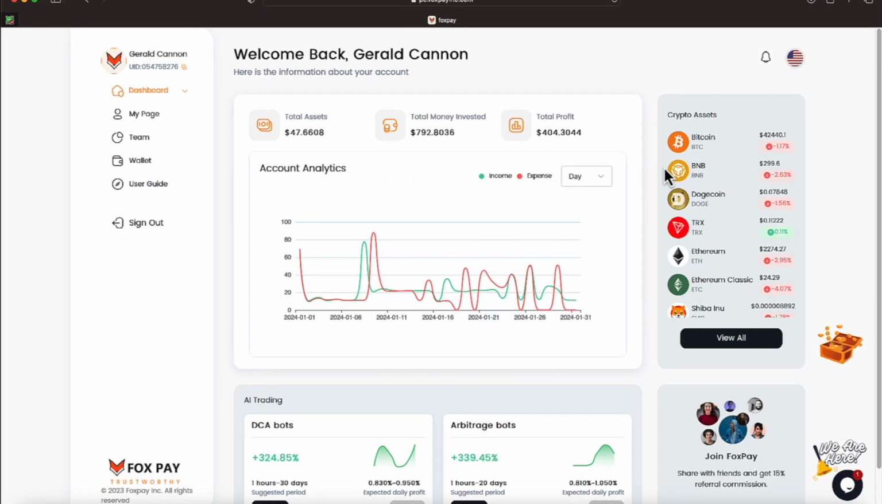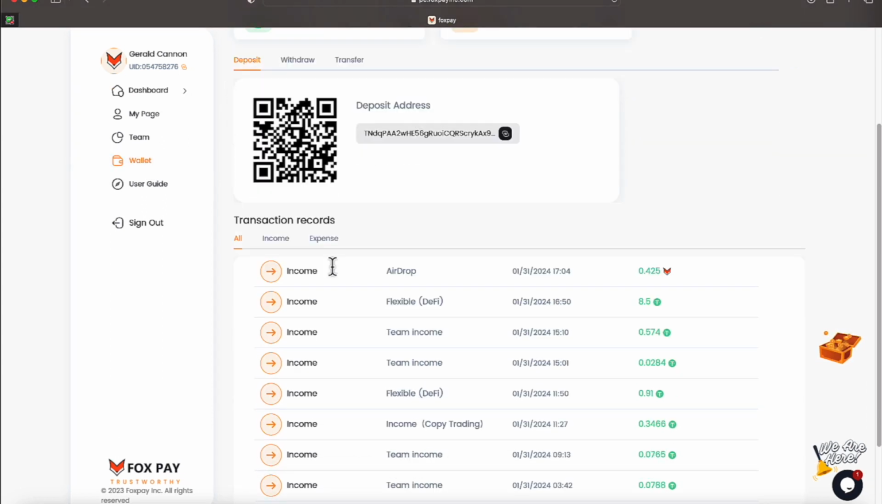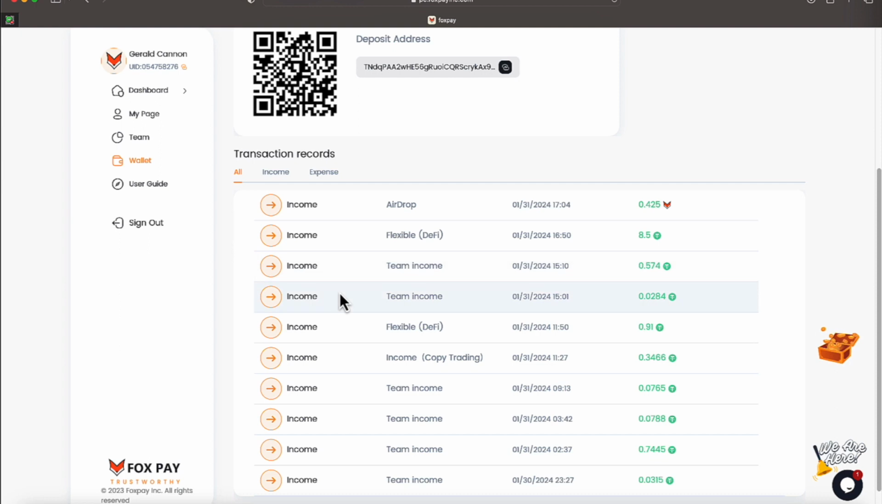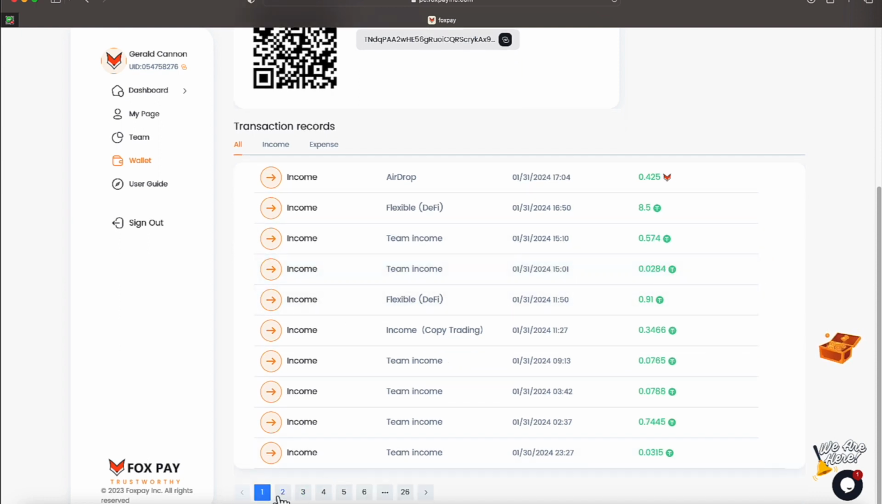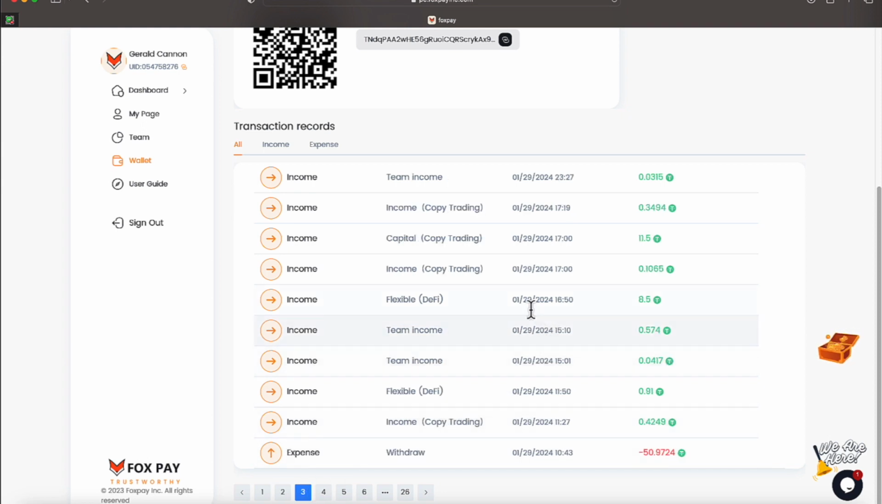All right, we're over here on FoxPay, where we have total assets of $47.66. Our total invested is $792.80. And our total profit is $404.30. Let's head over to see what some of our history is, everyone. We'll head to Wallet and we'll look at some of the past history. I did not make a video the day before, so we'll pick up on the 30th. Let's go one more page. All right, page two picks up with the 30th.